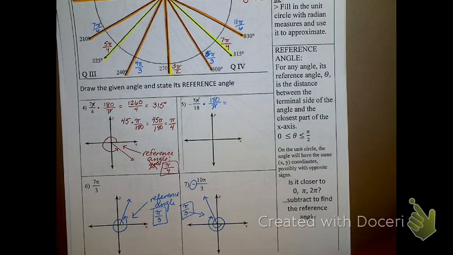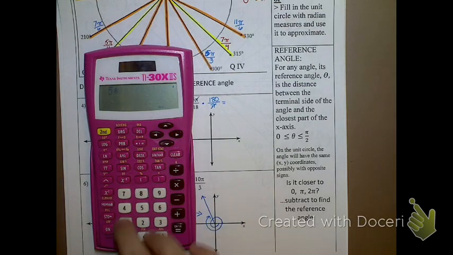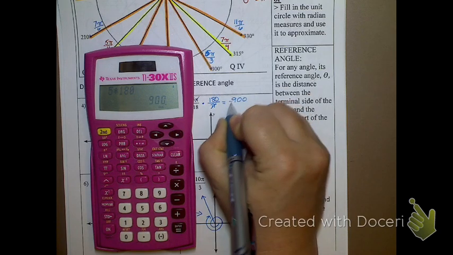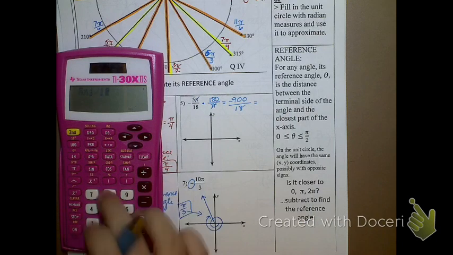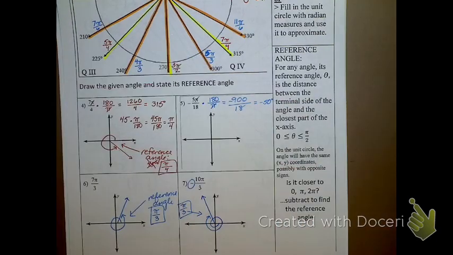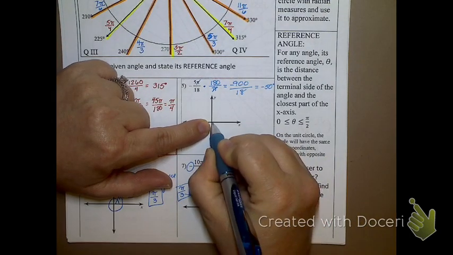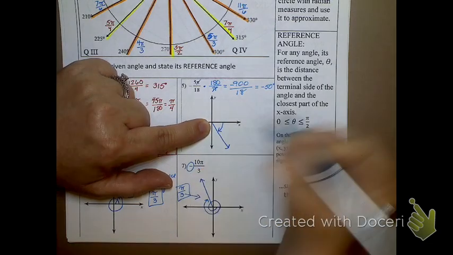Negative 5 times 180, oops, 5 times 180 is 900, negative 900 specifically, over 18. And that's negative 50 degrees. So, negative 50 degrees is not negative 45, but it is just a little bit past that. That right there is my angle.